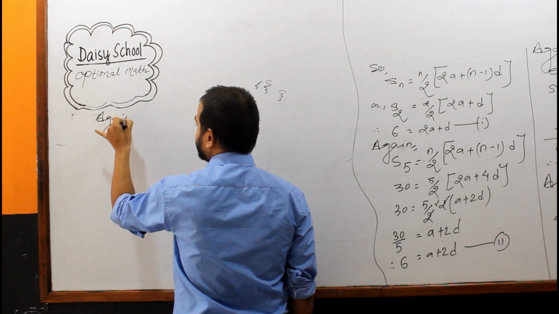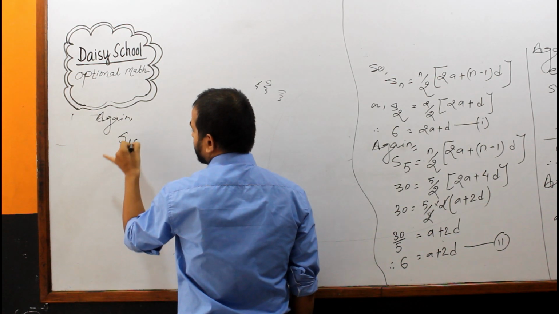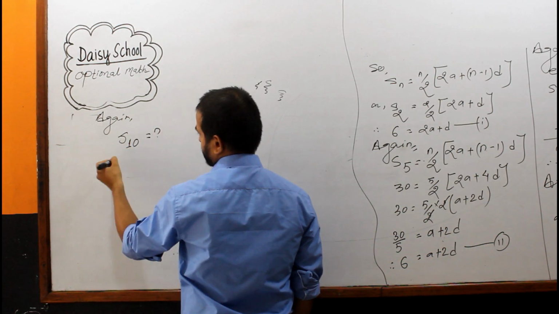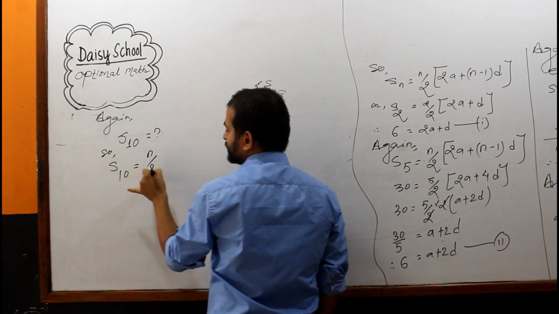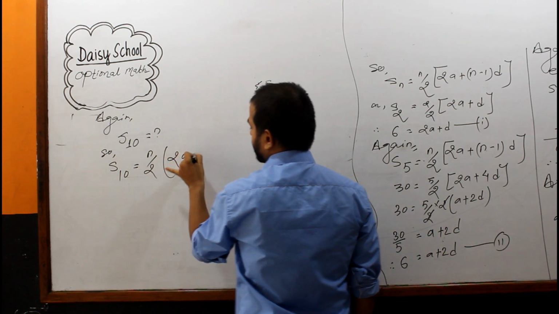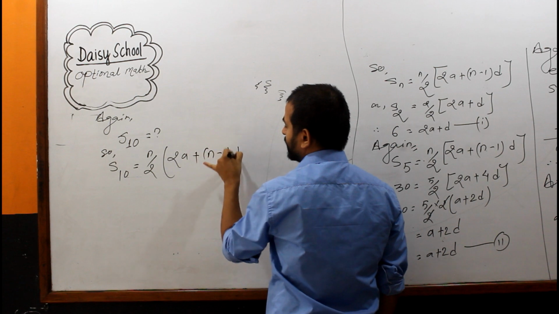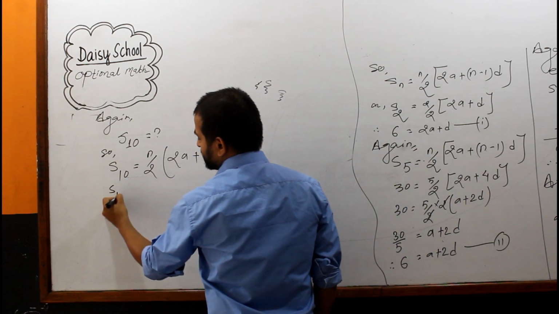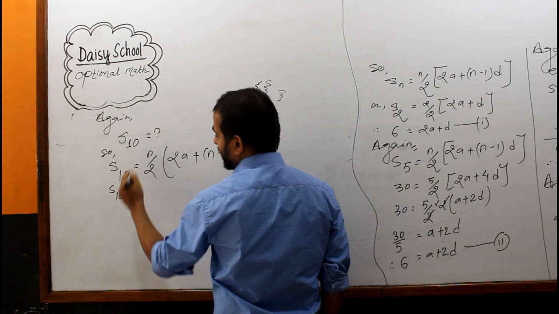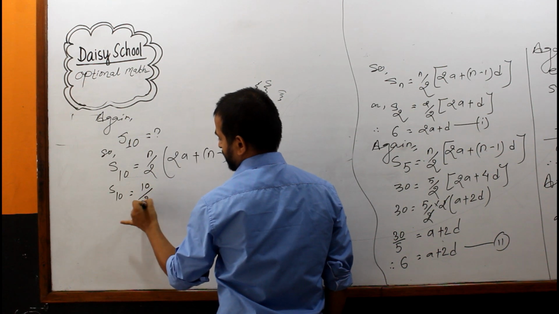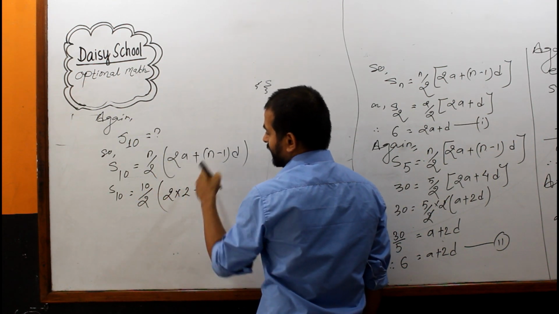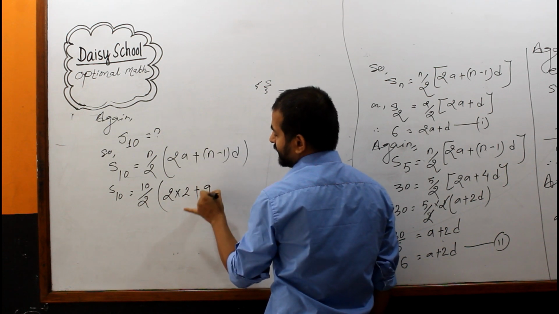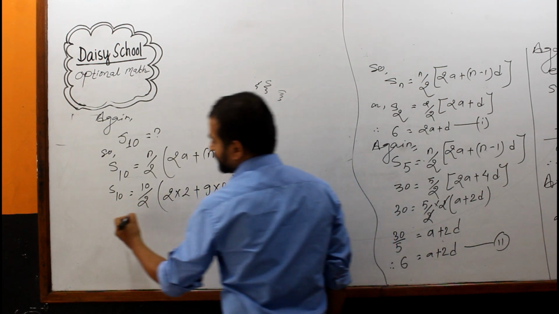Again, my target is S10. S10 equals to what? So S10 equals n by 2 times 2a plus n minus 1 d. Since it is 10, n also becomes 10. 2a, because we know that a is 2, is 4. 10 minus 1 is 9. d is also 2.